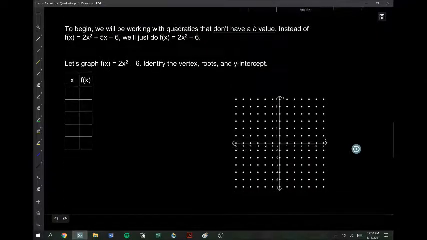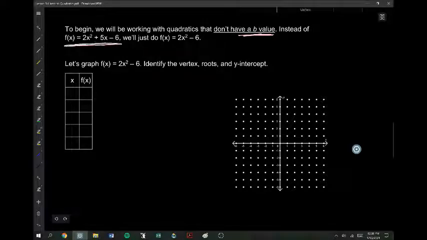When we start, we're going to be graphing parabolas that don't have a b value. So instead of something like 2x squared plus 5x minus 6, we'll just do 2x squared minus 6. To start, graphing parabolas is going to be pretty straightforward. We're going to plug in 5 numbers for x, the numbers from negative 2 to 2, and we'll do that every time. We plug in something for x, and we see what we get out for y, and that makes a point.